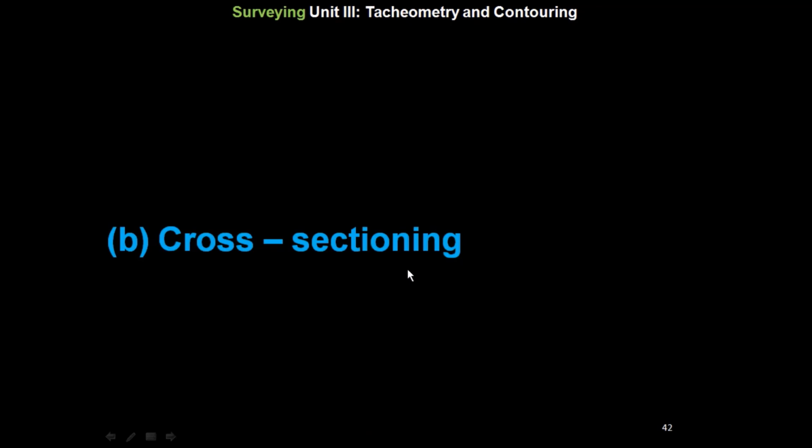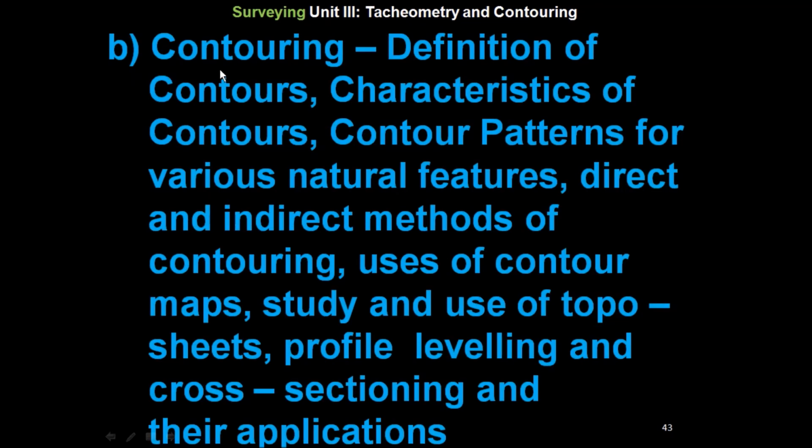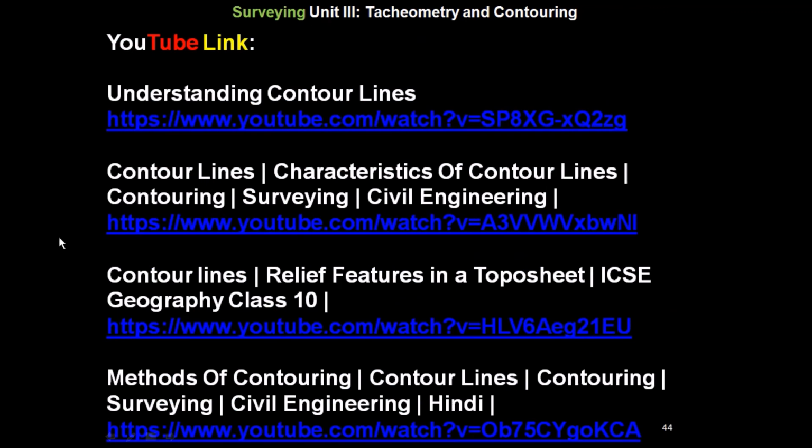So we have seen part B, contouring: definition of contours, characteristics of contours, contour patterns for various natural features, direct and indirect methods of contouring, uses of contour maps, study and use of topo sheets, profile leveling and cross sectioning and their applications. So these are the YouTube links which are available on YouTube.